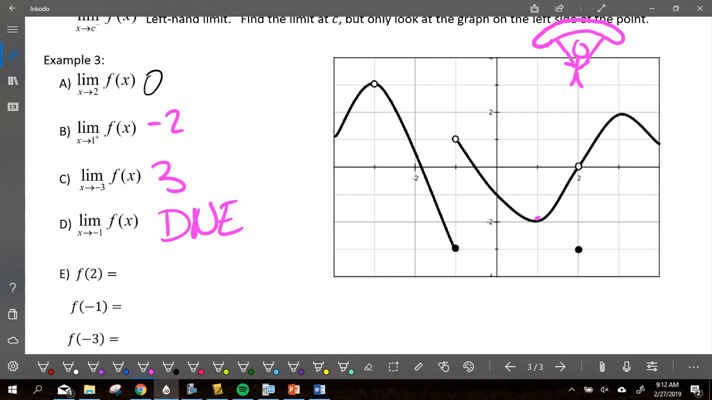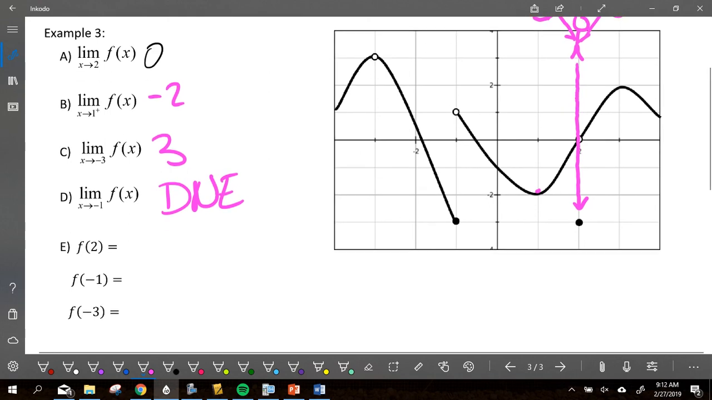He is parachuting straight down on 2. And so as he parachutes down on 2, he's going to keep going until he hits a closed dot. And when he lands on that closed dot, that's what f of 2 is. So f of 2 in this case is -3.